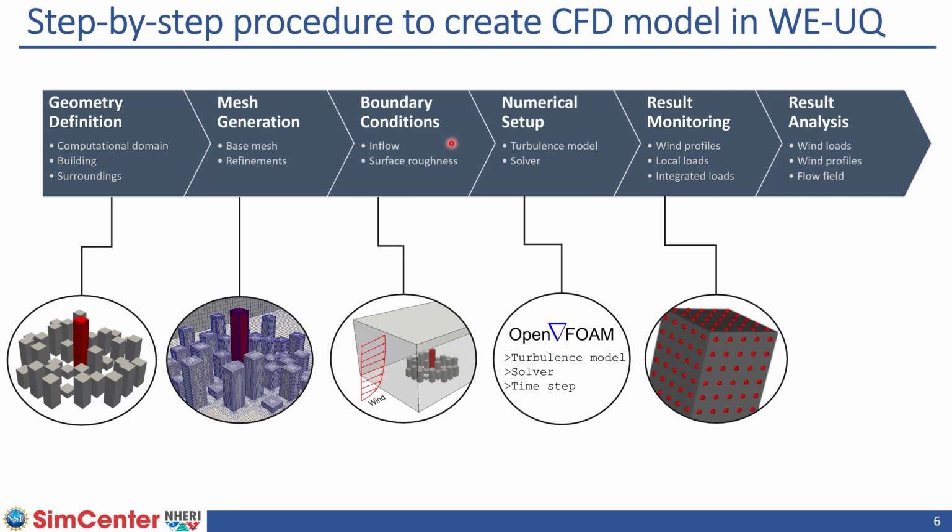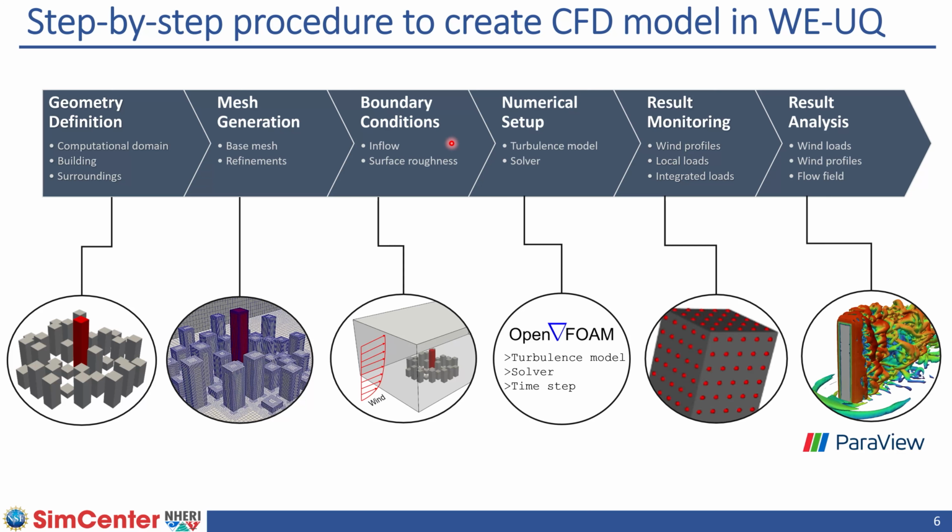So after we specify what we want to monitor from the simulation, the next step is just to run the simulation on the remote server and then retrieve the simulation data back. Once we get the simulation data, either you can look into the wind profile and compare it with the target profile, or you can also dive a little bit deeper and check the flow field using third-party software packages such as ParaView.